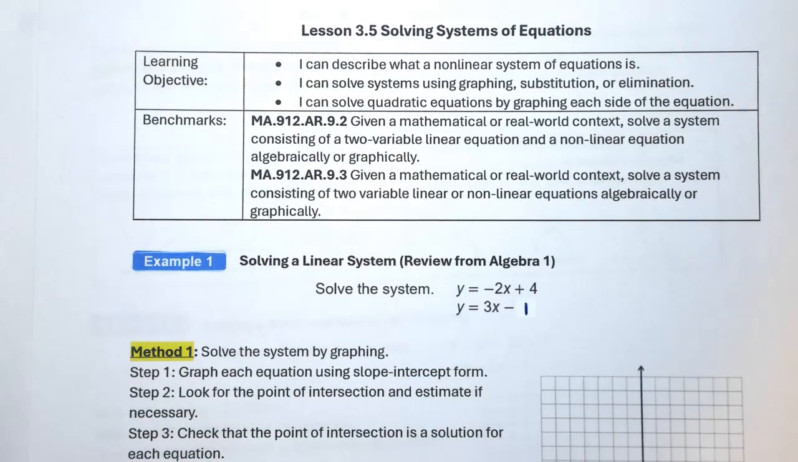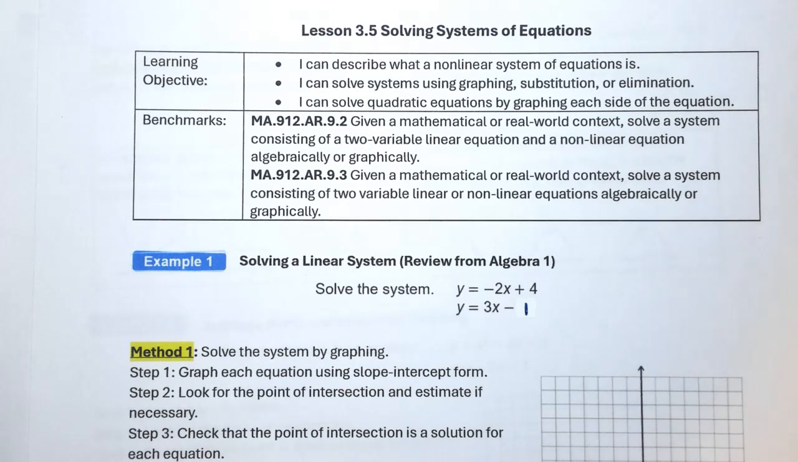Welcome to lesson 3.5, solving systems of equations. In this lesson, you are going to be able to describe what a nonlinear system of equations is. You're going to be able to solve systems using graphing, substitution, or elimination, and you're going to solve quadratic equations by graphing each side of the equation.